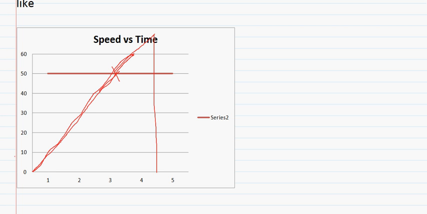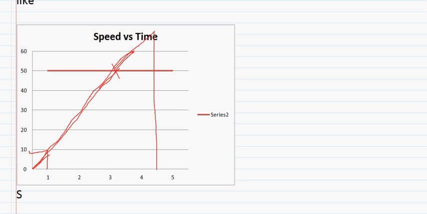Because you can see it's a perfect straight line, it's a direct proportionality graph. We can write an equation similar to what we have written before: speed is equal to k times t, because as time increases, speed also increases. So we can say s is equal to kt.